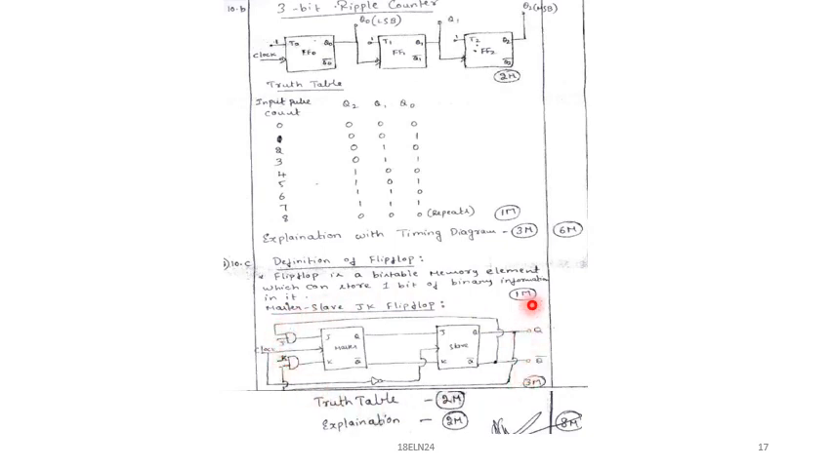Here the definition of the flip-flop is 1 mark, then this diagram is 3 marks, then write the truth table for the master-slave JK flip-flop, that is 2 marks, and the explanation 2 marks. So in total it will be 8. 1 plus 3, 4. 4 plus 2 plus 2, 8. So this is about 10C, which is the flip-flop.